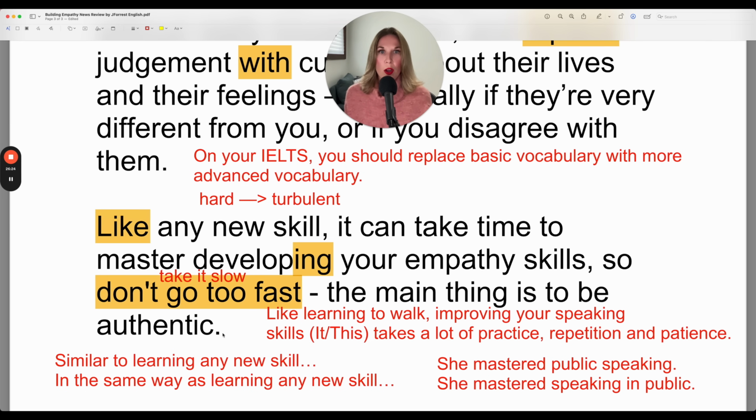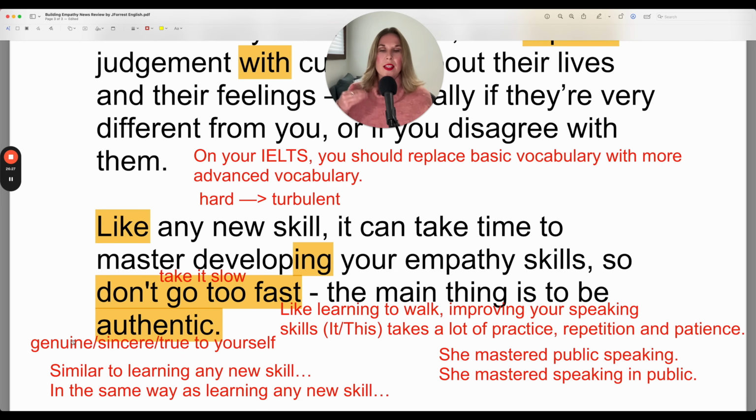To be authentic. Authentic means genuine, sincere, or true to yourself. So don't try to act fake, or don't try to give people fake empathy. Just develop it in a way that seems true to you and how you learn, how you feel, and offer it when it is genuine or sincere.